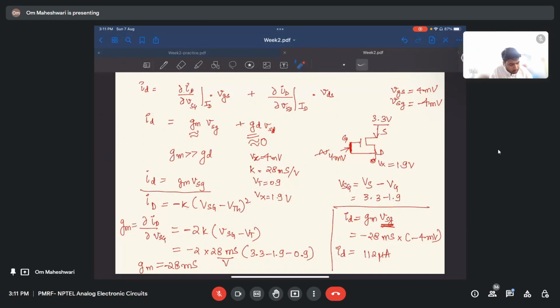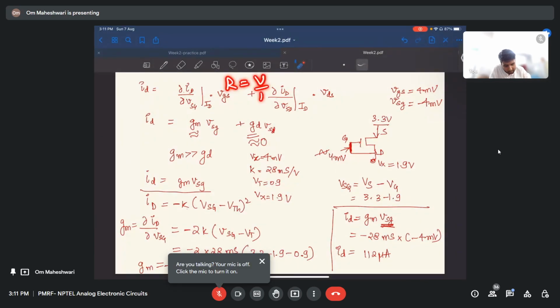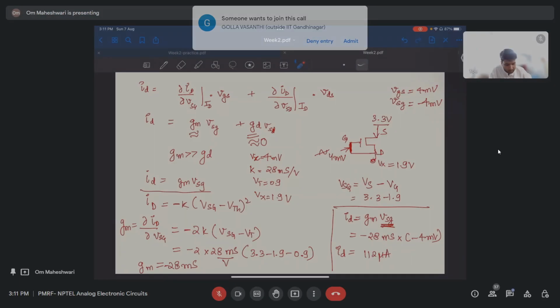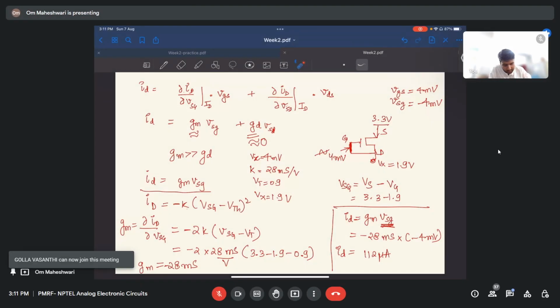Okay. So actually, what is a resistor? R equals V by I, right? Yes, sir. But here it is I by V. I by V is the inverse of a resistor. That is conductance G, right? And when we multiply that conductance by a voltage, then it becomes a current source. Is it clear? Yes, sir.